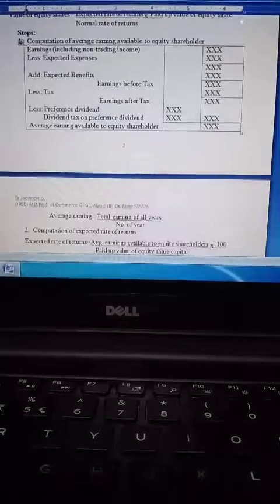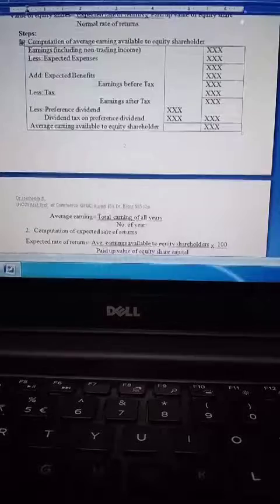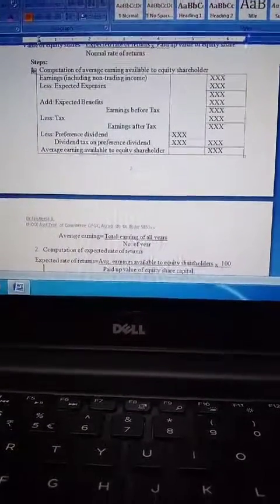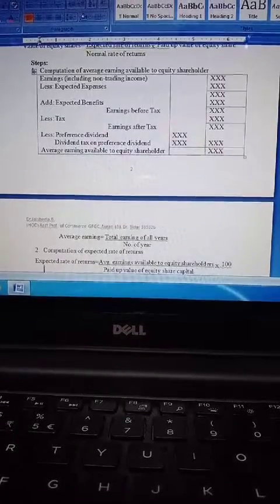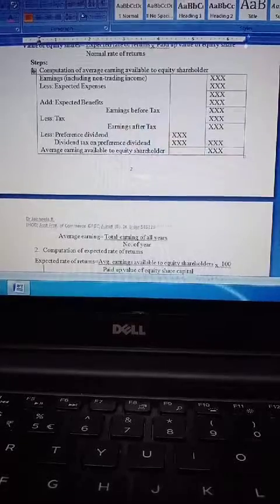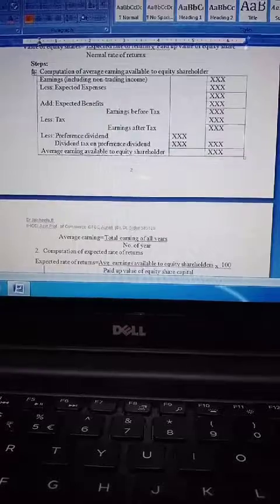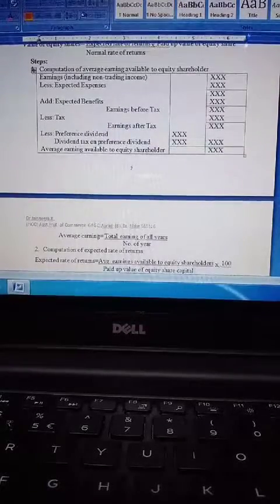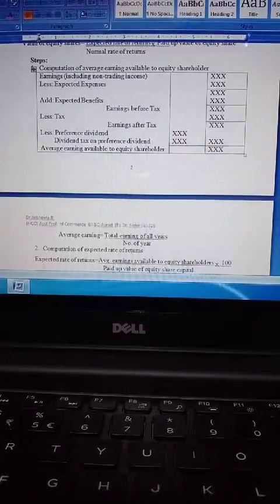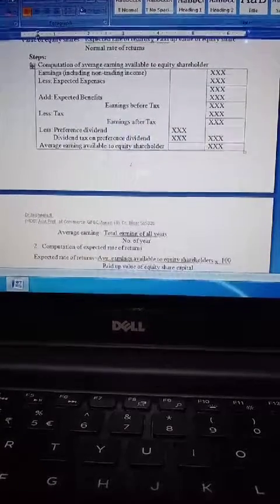In this step, first we should take the earnings including non-trading incomes. If earnings from non-trading incomes are there, they should be taken. Then less the expected expenses, and on that you should add the expected benefits. After adding the expected benefits, the balance is what we call earning before tax. After that, the tax should be deducted.